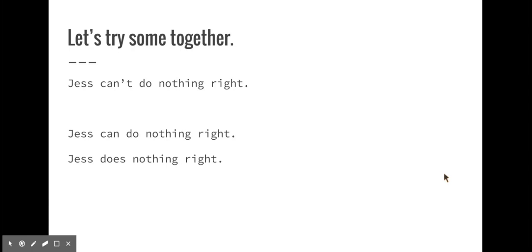So we could change this by making the first negative into a positive. So Jess can do nothing right. And then the second one is we remove the first negative. It would be Jess does nothing right. So we have to make it grammatically correct. So when we put in that can't, it does change the verb a little bit.